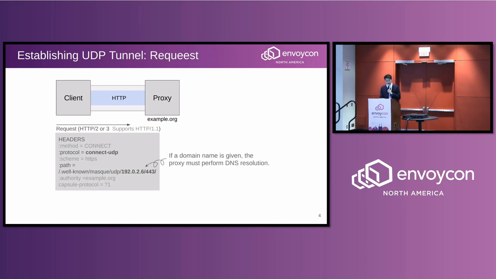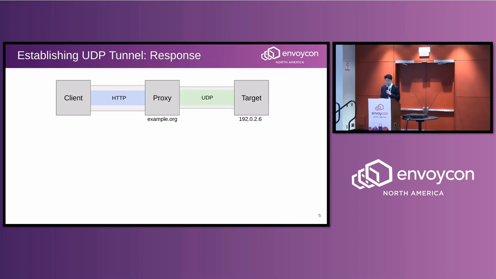To indicate it's a CONNECT-UDP request, the protocol header field is set to connect-udp. And the target address and port information is specified in the path header field in the URI template. The target address can be a domain name, and in that case, the proxy must perform DNS resolution before sending a response. Then the proxy creates a UDP socket to the target address and port. And unlike CONNECT, it's a UDP socket, so no handshake has to be done at this setup phase. And once the socket is created, the proxy sends a success response to the client like this.